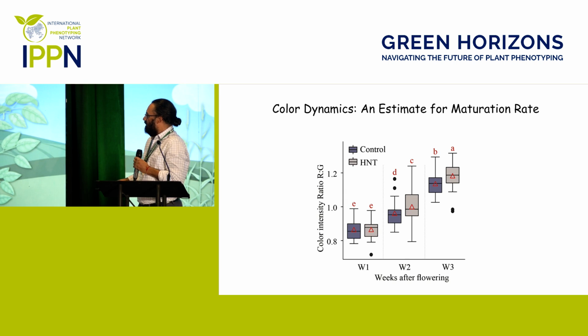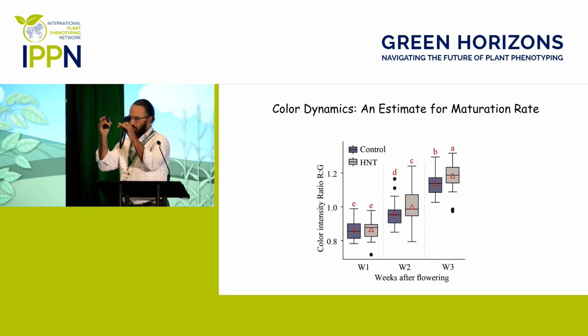You can see that in week 1 they're kind of similar. Maybe the HNT, which is the light gray box, is exceeding, but not significantly. But then you see that progression: it advances much faster and then looks different at the end of week 3 at the whole panicle level.